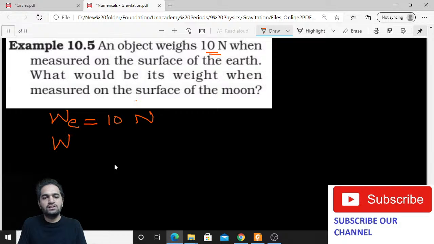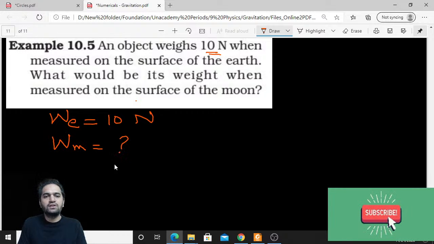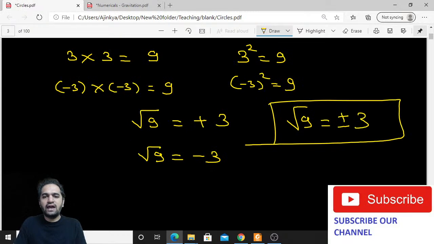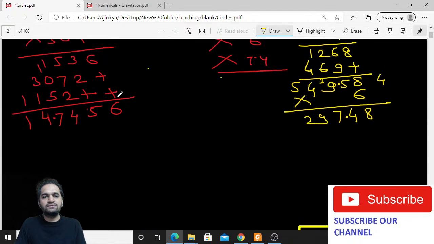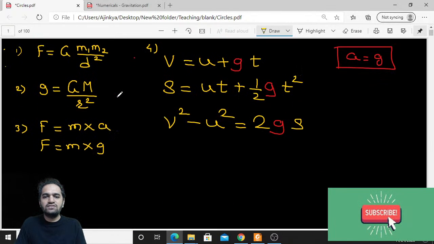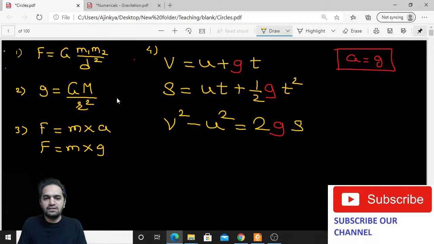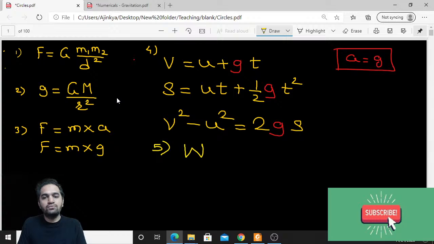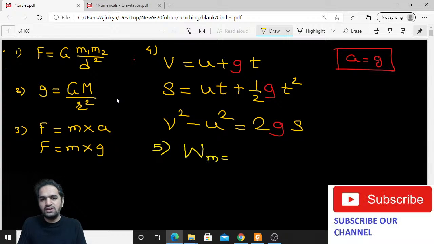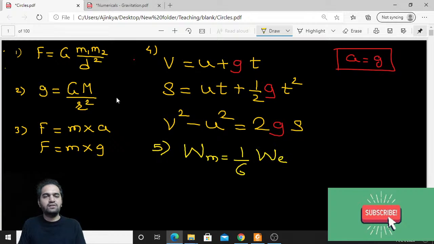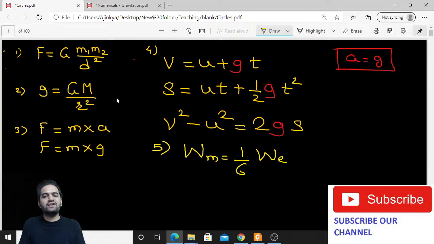What would be the weight on the moon? So you do one thing. I have given you a list of the formulas. There is one more formula which you should add here, that is the fifth one. Weight on moon is 1/6 of weight on earth. Okay? Weight on moon is 1/6 of weight on earth.